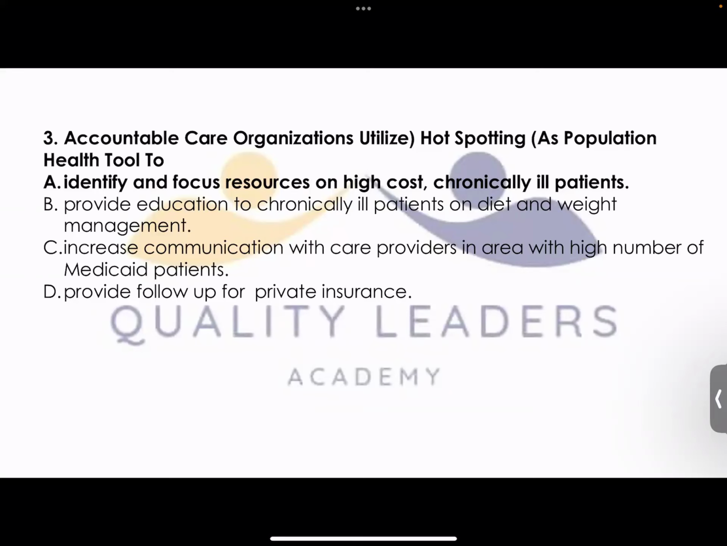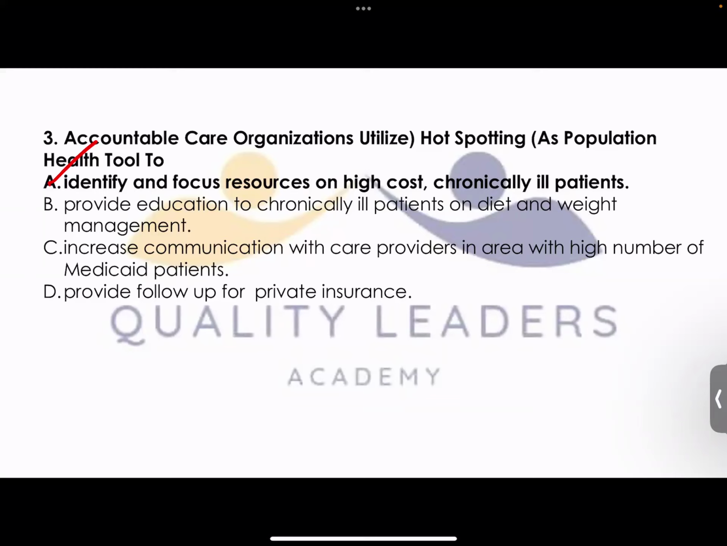It's letter A. Hot spotting in population health management refers to identifying specific geographic areas or patient populations with high healthcare costs and poor health outcomes. Accountable care organizations, or ACOs, use this approach to allocate resources effectively and manage care for patients who require the most support, such as those with chronic illnesses.